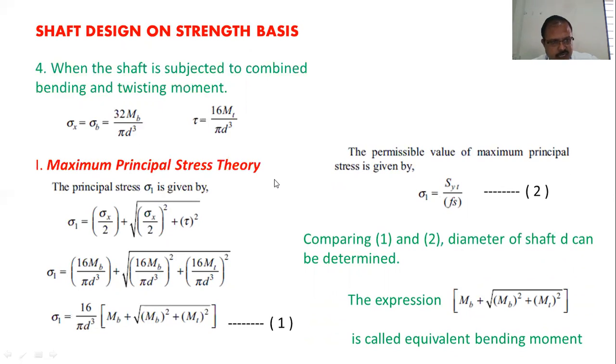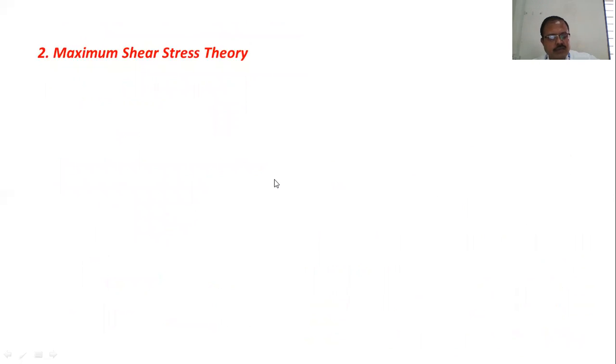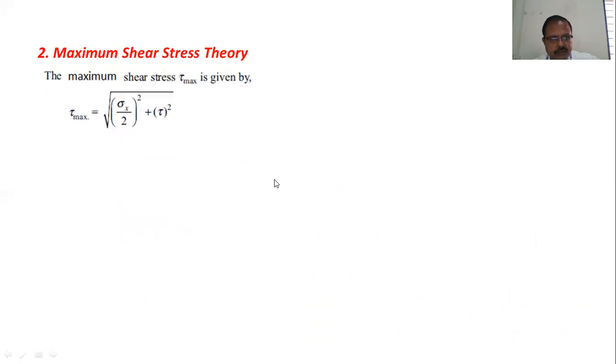Similarly, the second theory is maximum shear stress theory, where we can have the equation of maximum shear stress as under root of sigma x by 2 whole square plus tau square. Again, this equation can be referred to in any book of strength of material. We have already studied it in strength of material.